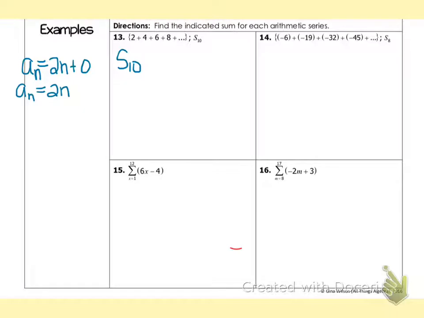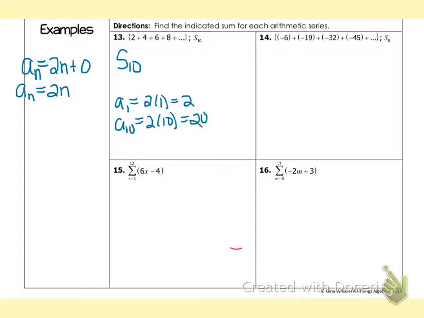So I could find a sub 1. So a sub 1 would be 2 times 1, which is 2. I could find the 10th term because I'm trying to find the sum of the first 10 terms. So a sub 10 would be 2 times 10, which is 20. And then this is how I could plug them in the formula.